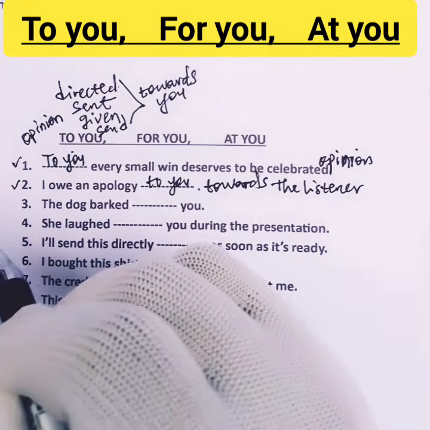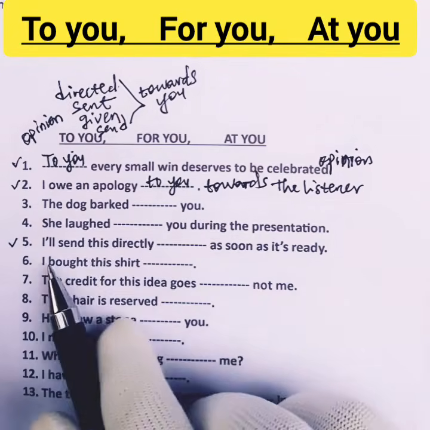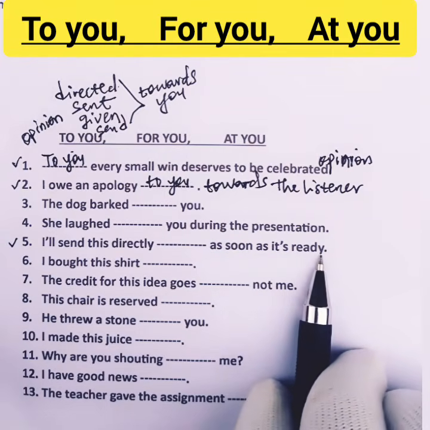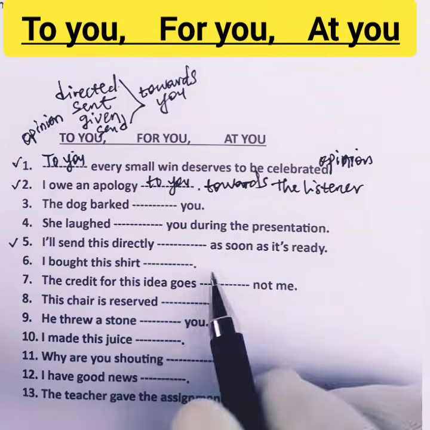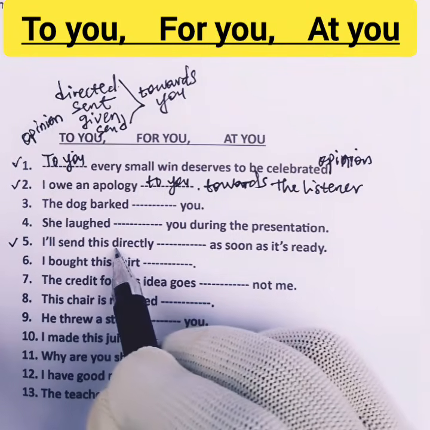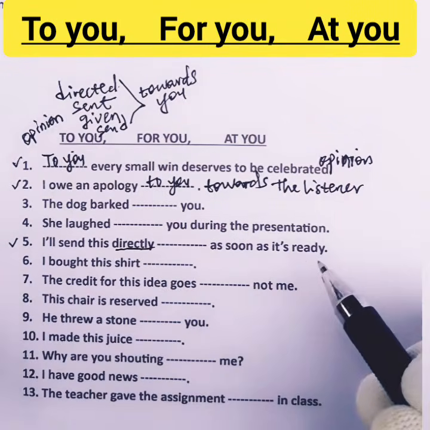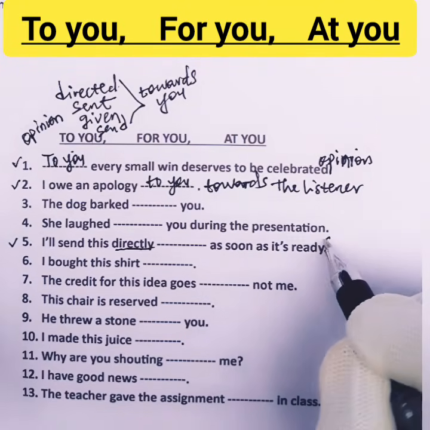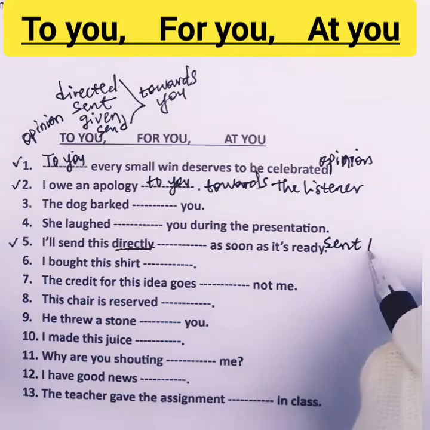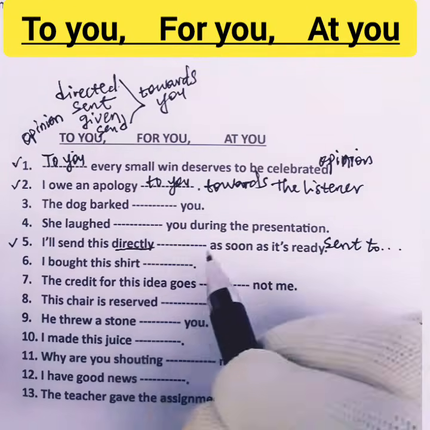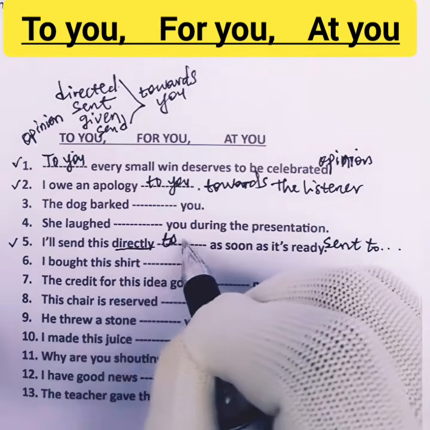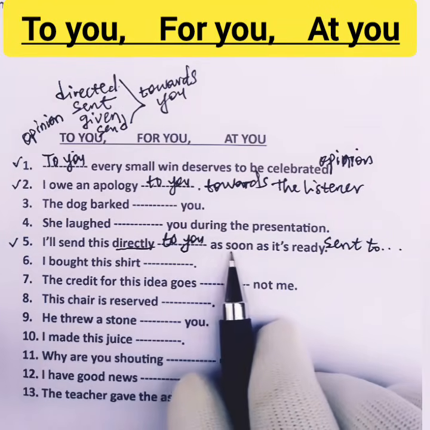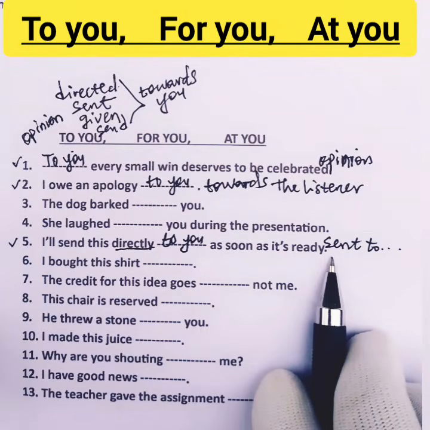Next is number 5. I'll send this directly blank as soon as it's ready. Here the speaker is talking about sending something directly to the listener. So here something is being sent to the listener. So to you is correct here. I'll send this directly to you as soon as it's ready.